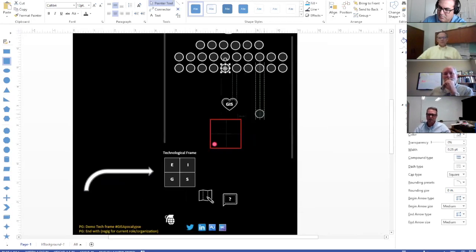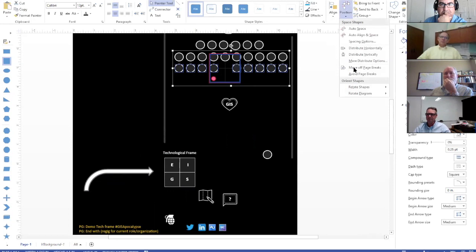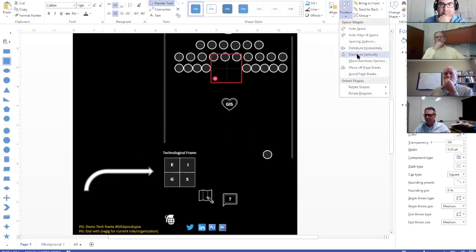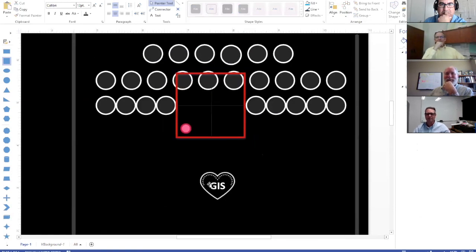So let's replace that one person in the org chart, okay? And you throw someone in the leadership that has a very narrow technological frame. And what happens is, see the squeeze that happened? There's no gaps. So you as an enterprise GIS professional, an expert in your field with a very large technological frame, have no way of getting your message through. There's a block here, right?